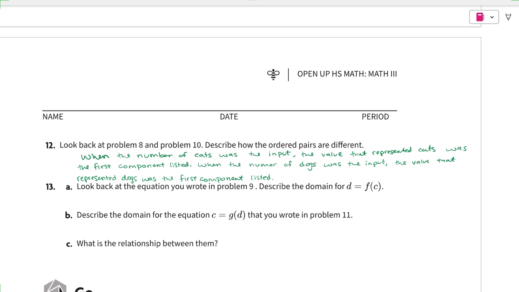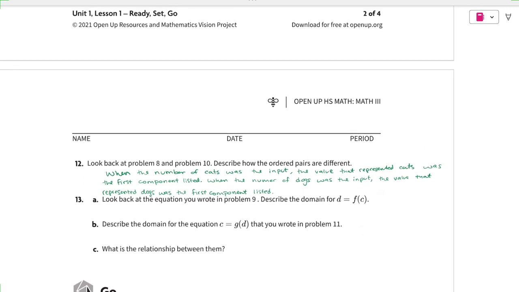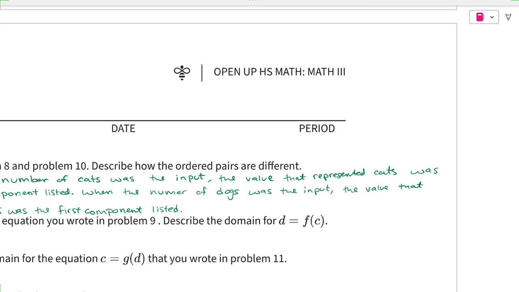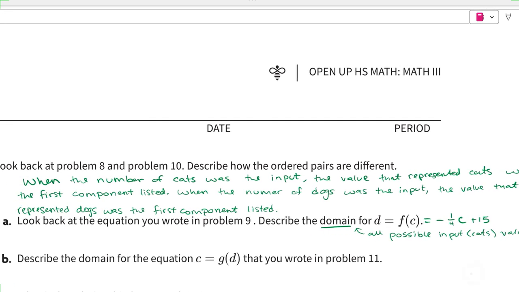Okay. Now it says, look back at the equation you wrote for problem 9. Describe the domain for D equals f of c. So problem 9, right, we said D equals f of c equals negative 1/4 c plus 15. So domain, right, that's everything we can input. So all possible input values, and in our case, the input is cats.